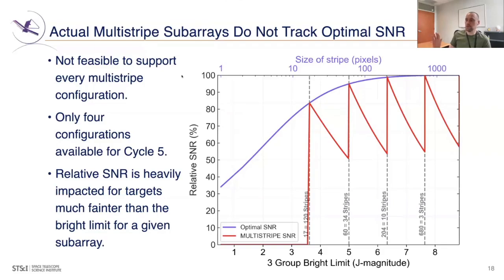So the thing you want to keep in mind is that when you're at a boundary between the bright limit of 2 subarrays, multi-stripe or otherwise, that's when you're going to be experiencing these significant signal to noise drops and deviations.